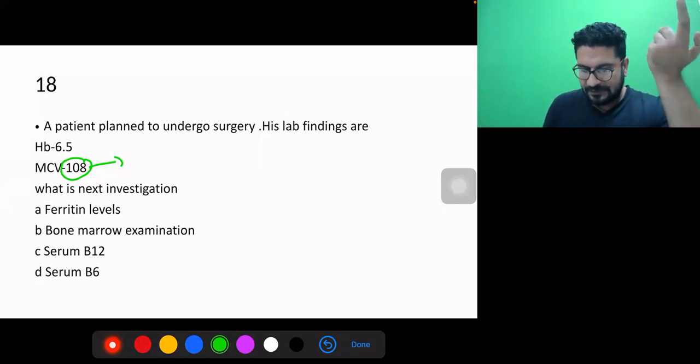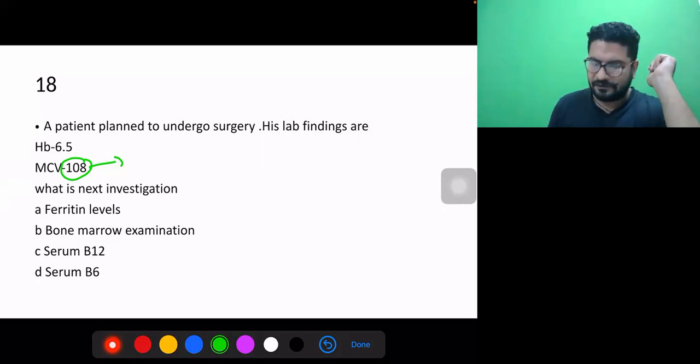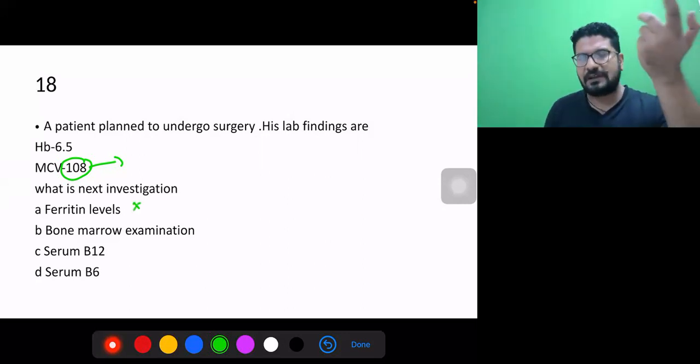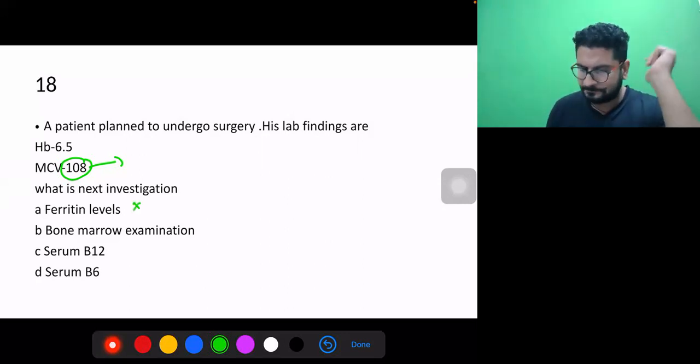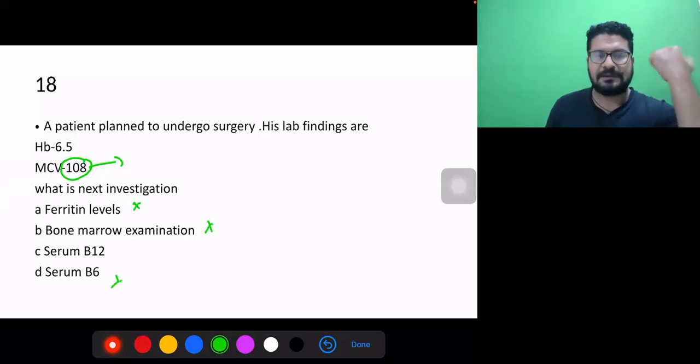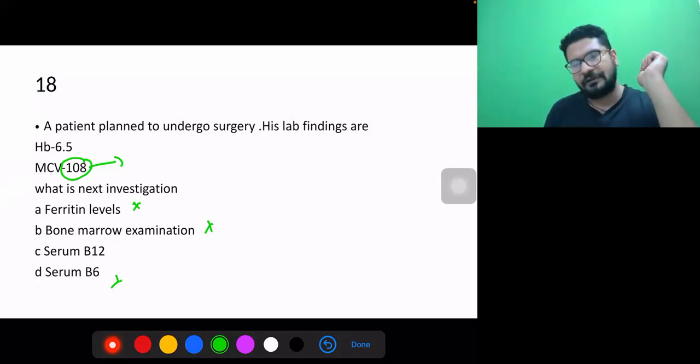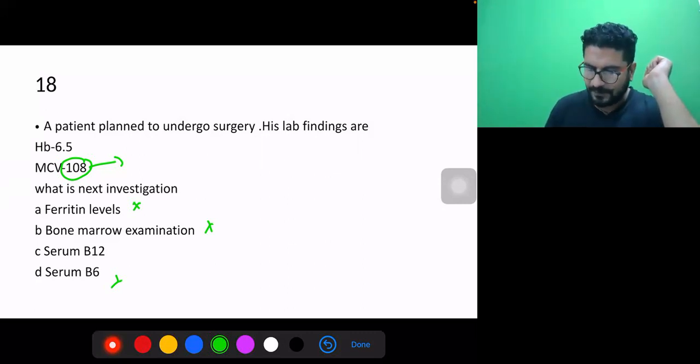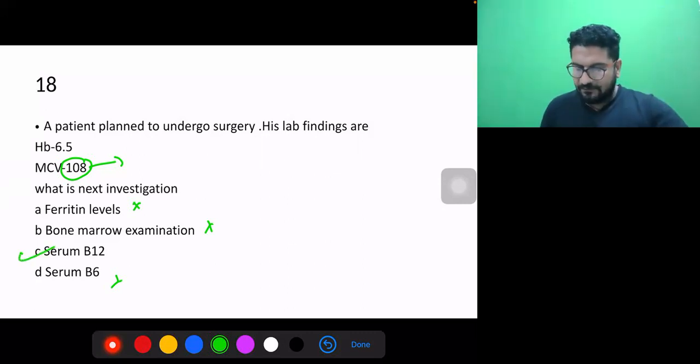So basically in the question, ferritin levels are given, which we do in case of iron deficiency, so it's ruled out. Bone marrow examination we do when we suspect some kind of leukemic changes, ruled out. B6 level is not needed in this case because it's not microcytic. B6 level, pyridoxine deficiency, will be associated with sideroblastic anemia. So in this case, what you can do is monitor the level of serum B12. Clear?